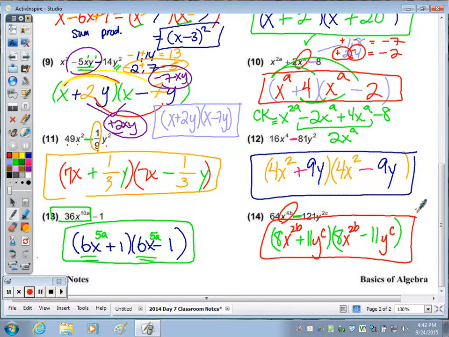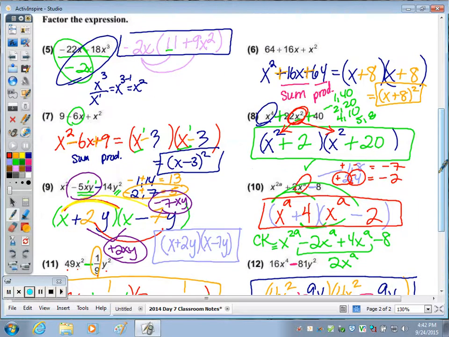So again, just to recap, always check to see if there is a GCF. If there's not a GCF, check that first. Is it the difference of two perfect squares? That's the easiest to factor. And then if it's a trinomial, the middle term is the product. I'm sorry, the middle term is the sum. Looking at this here, the middle term is the sum. The last is the product.